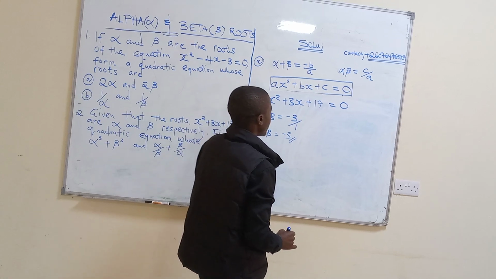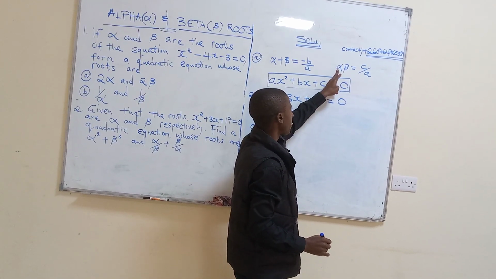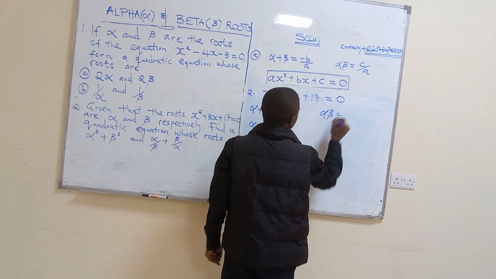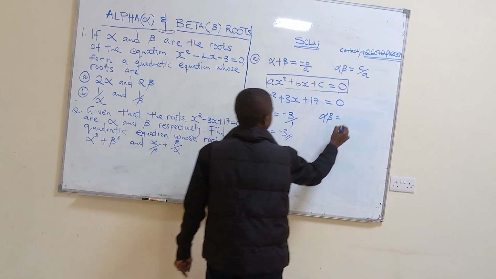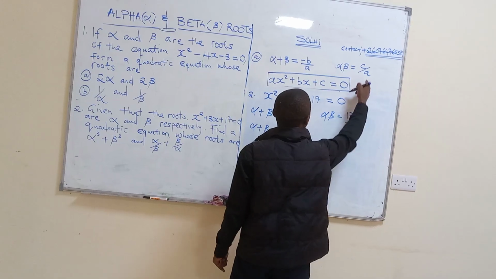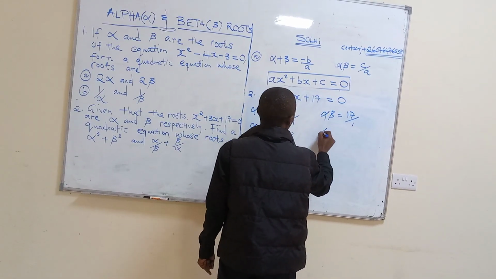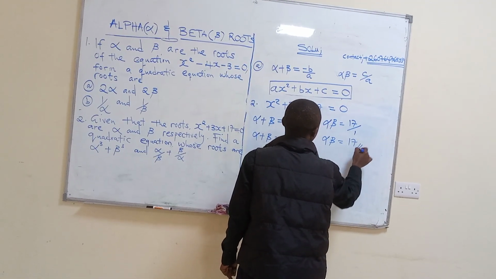And then from there, we have to find the product of alpha times beta. So alpha times beta is equal to c, which is the constant. So my constant, that is 17, over the coefficient of x squared, that is 1. So alpha beta is equal to 17.